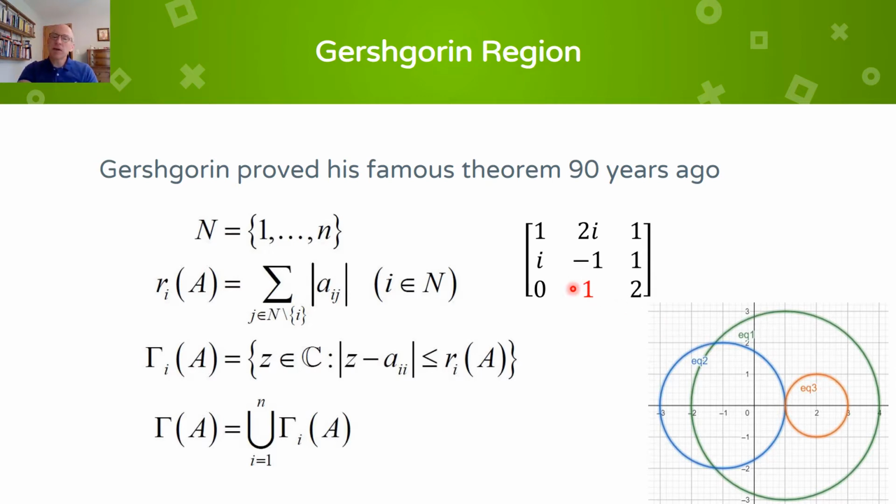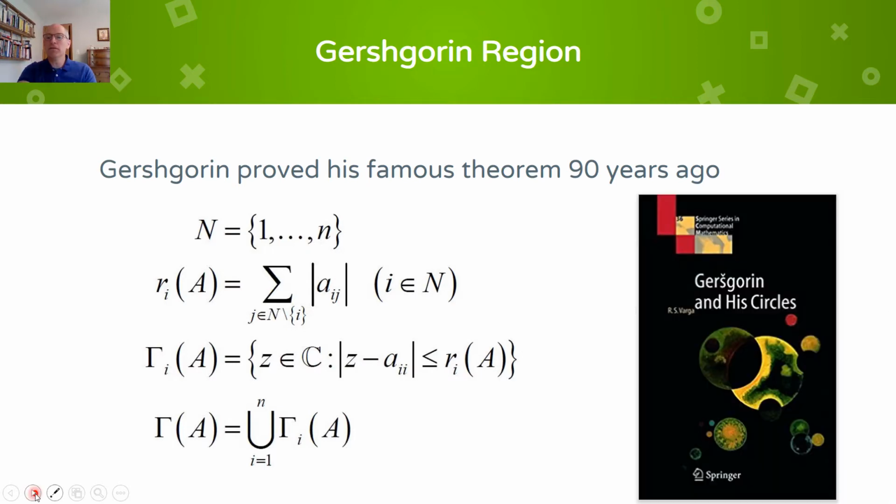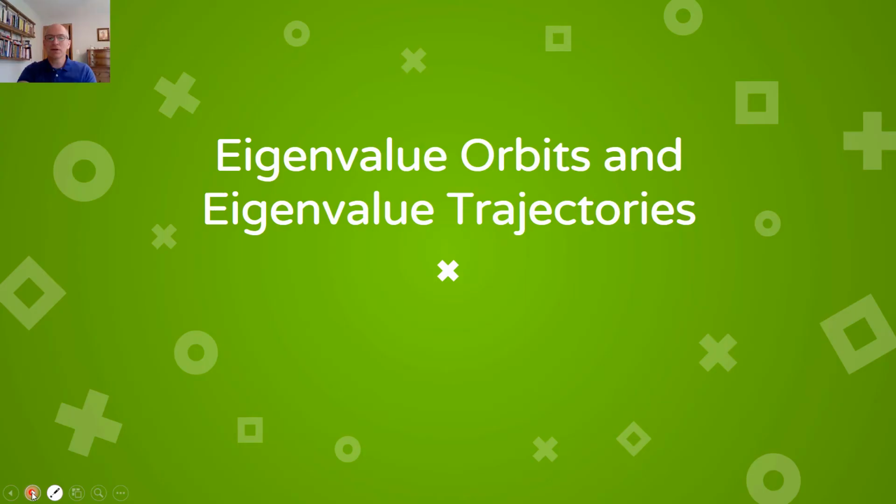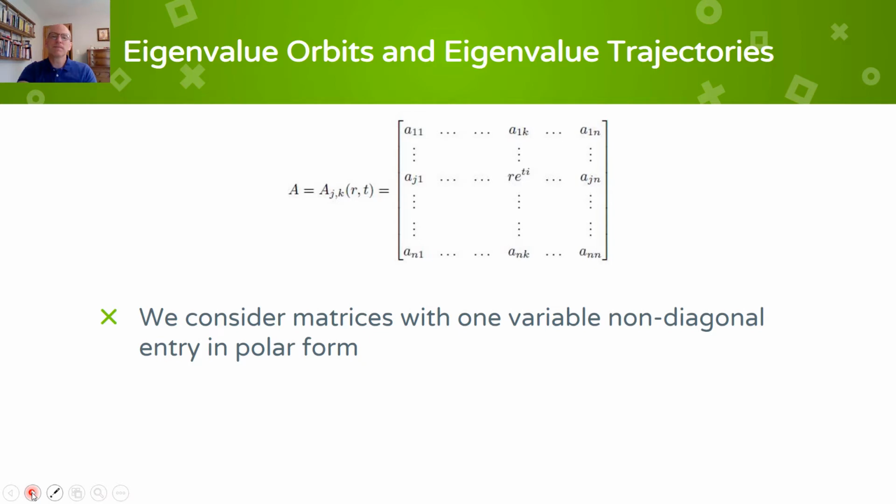I've placed that in red because shortly I'm going to replace that with a variable, and we can change the radius of, say, one of the entries. If you'd like to learn more about Gershgorin's theorem, I highly recommend Varga's book, Gershgorin and His Circles. A great read. Okay, so I want to define eigenvalue orbits and eigenvalue trajectories.